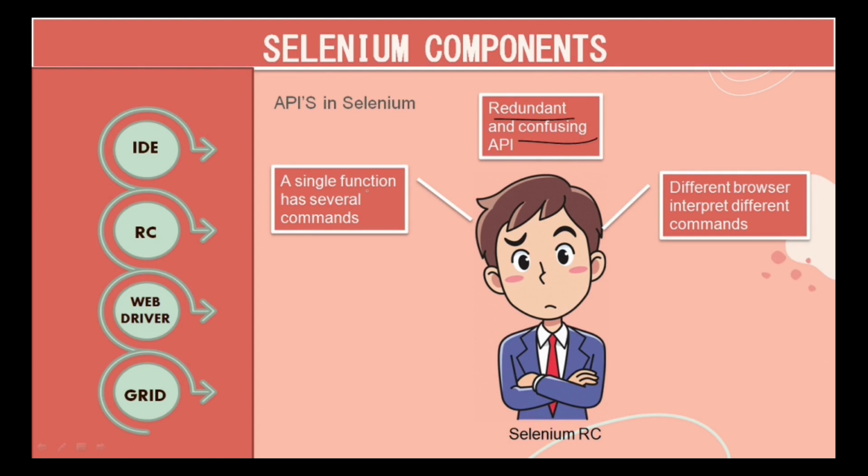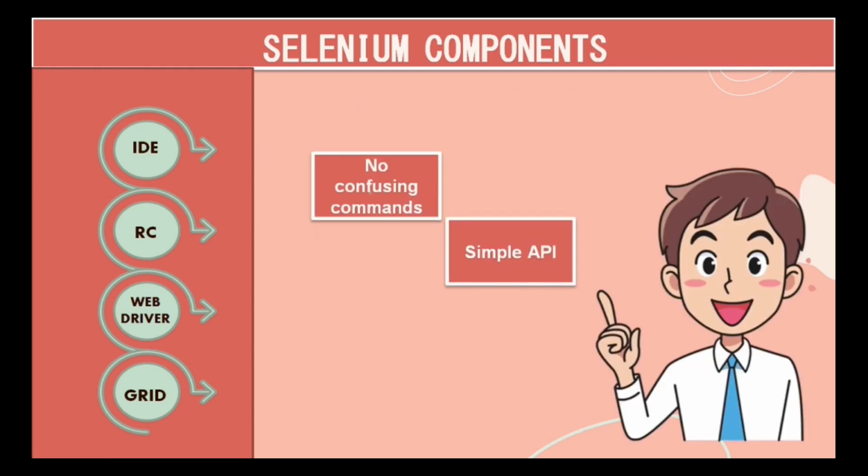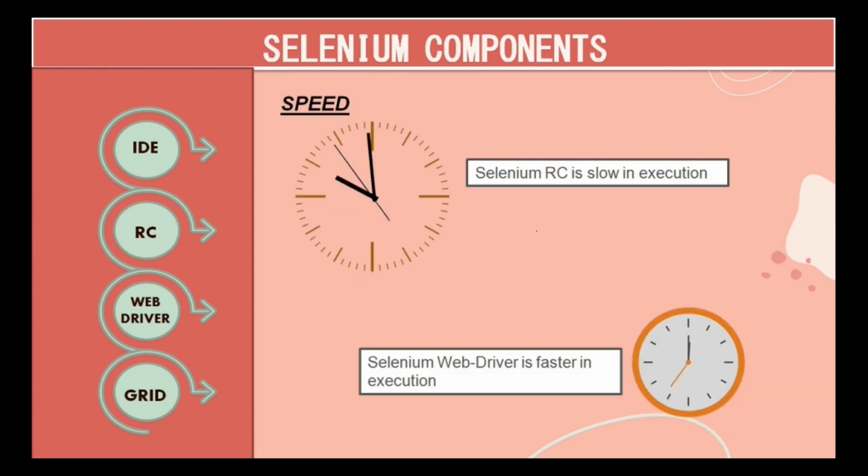Whereas Selenium WebDriver has a much simpler API and it is very easy to use. For example, we have the click function to click on the web element. We have the sendKeys command to send text to any web element in the web page. So it has a very simple API. Now let's see in terms of speed. Selenium RC is slow in execution. And in terms of speed, WebDriver is faster in execution. Because in Selenium RC, we have the RC server, whereas in WebDriver, there is no additional server.